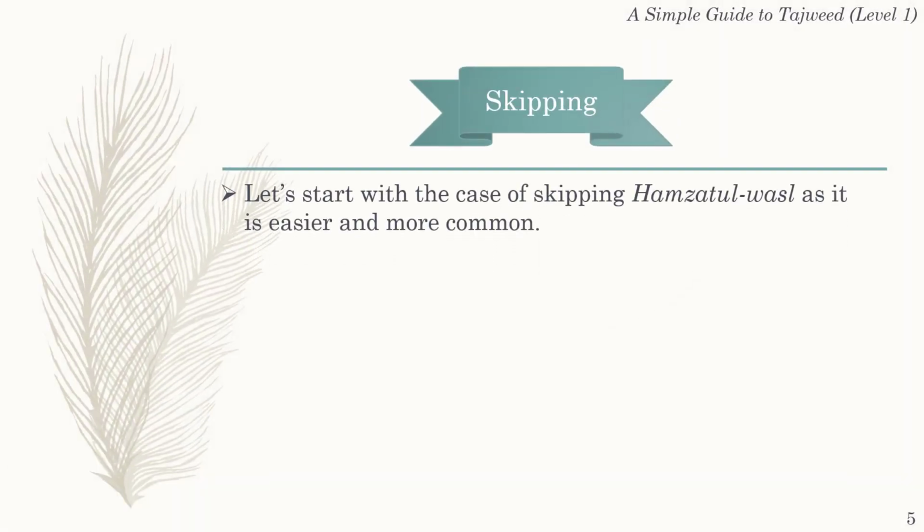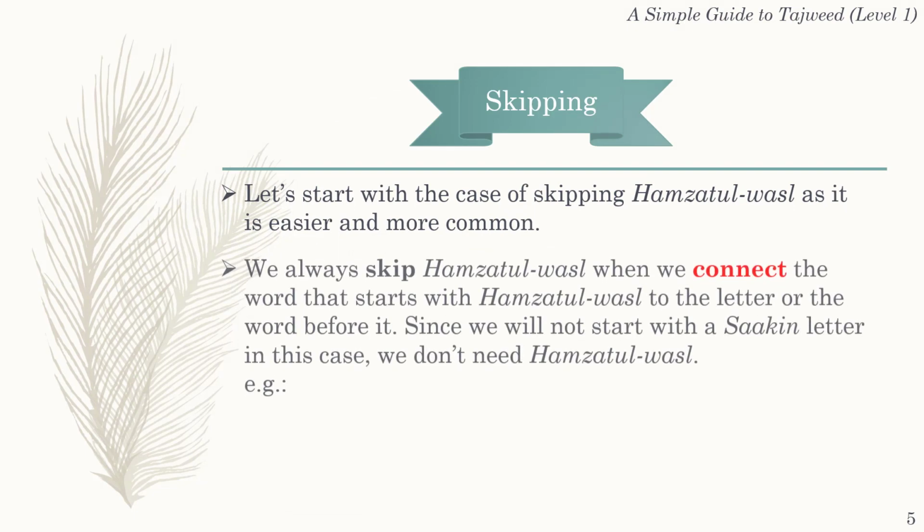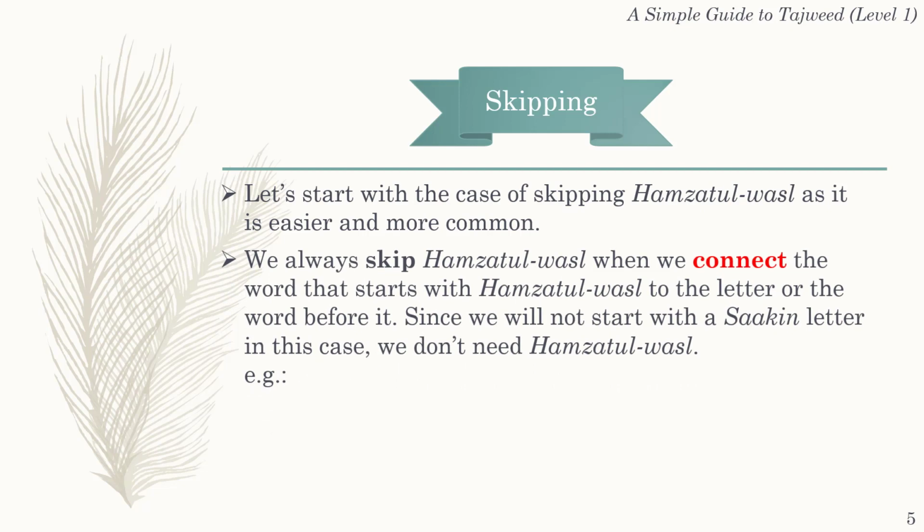Skipping. Let's start with the case of skipping Hamzatul Wasl, as it is easier and more common. We will always skip Hamzatul Wasl when we connect the word that starts with Hamzatul Wasl to the letter or word before it. Since we will not start with a second letter, in this case we don't need Hamzatul Wasl. In the first example, we will skip Hamzatul Wasl and connect Waw with Fatha to Ha Sakina.